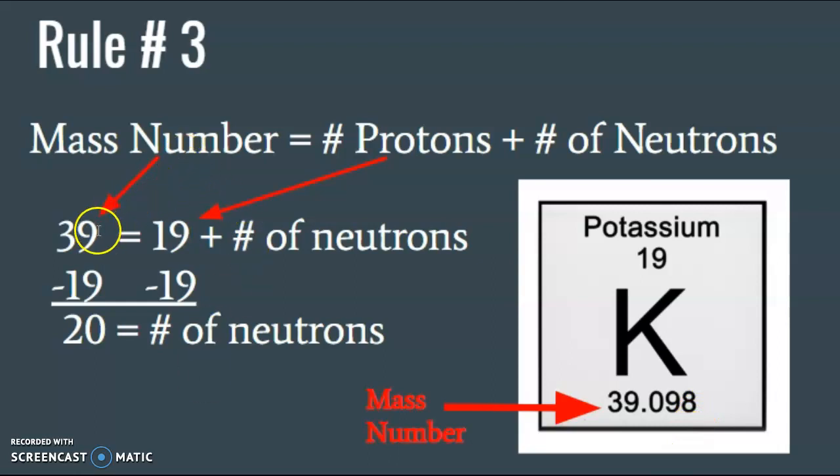So my mass number is 39, my number of protons is 19, so 39 equals 19 plus my number of neutrons. 19 minus 19 is 0, so I get left with my number of neutrons on this side. 39 minus 19 is equal to 20, so my number of neutrons is equal to 20. Right? That's rule number 3. Our mass number is equal to our number of protons plus our number of neutrons. Right? Let's put it all together now.